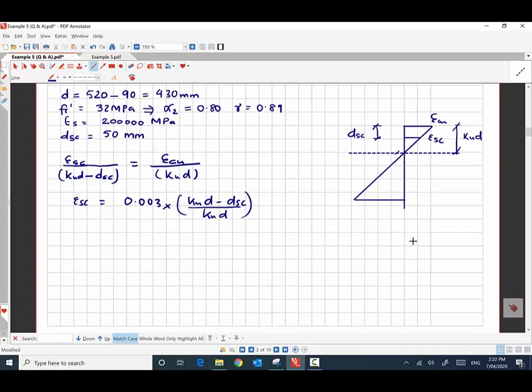Now for the horizontal equilibrium of the forces, the tension force should be equal to the two compressive forces.